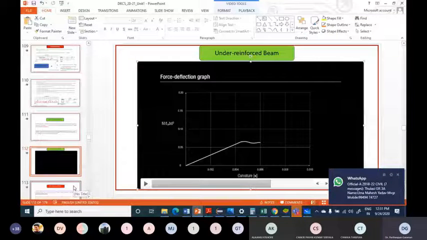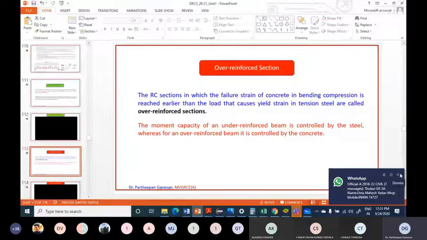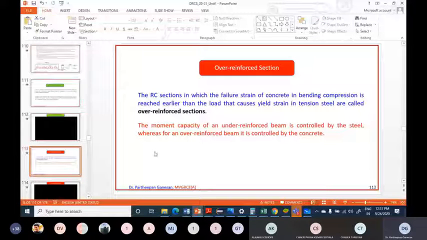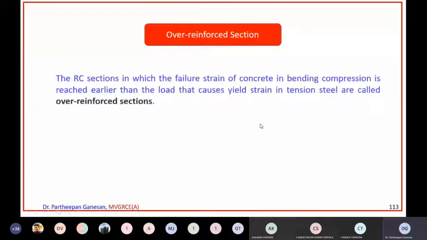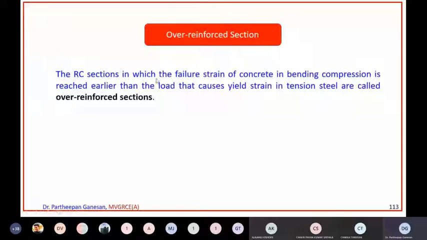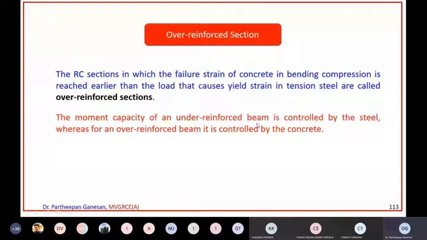Now come to the over-reinforced section. The RC section in which the failure strain of concrete in bending compression is reached earlier than the load causes yield strain in the tensile steel is called an over-reinforced section. The moment capacity of an under-reinforced beam is controlled by the steel, whereas for an over-reinforced beam it is controlled by concrete.